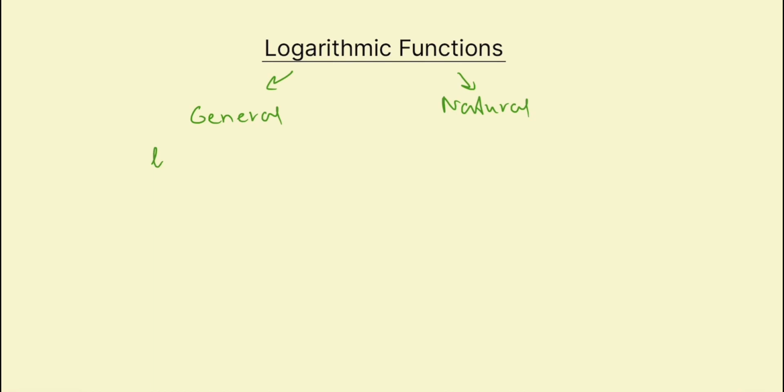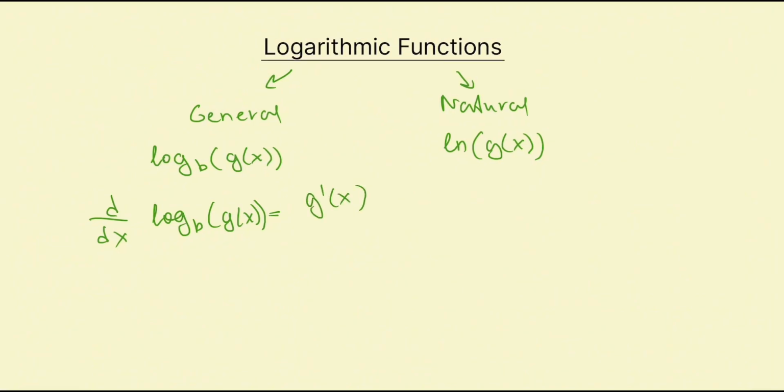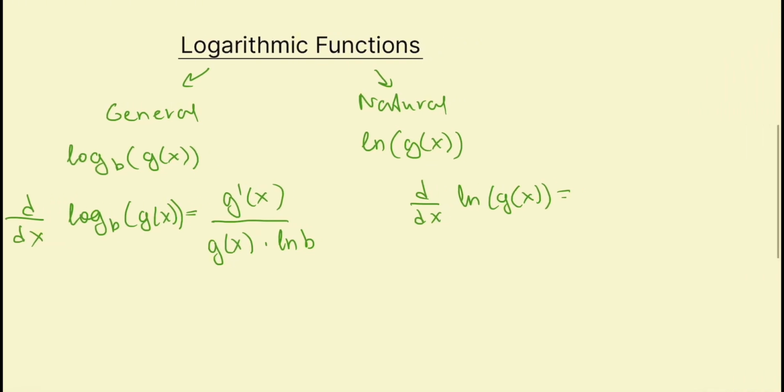The general has a form of log with the base of a function. And the natural looks like natural log of a function g of x. Now, how do we derive these? Derivative of a general function equals the derivative of the function over the function times natural log of the base. The derivative of a natural log function would be the derivative of the function over the function.